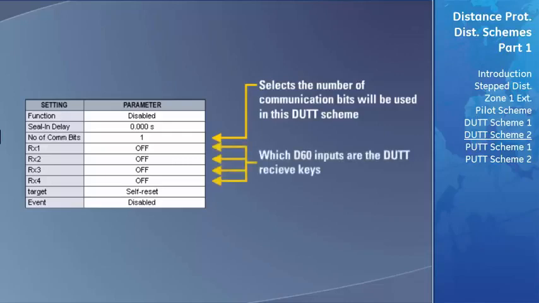The next four inputs in the menu let the D60 know which inputs to the relay are the four DUTT receive key signals. Again, these may be contact inputs, remote inputs, or direct inputs. If only one key is being used in the DUTT scheme, only the field labeled RX1 needs to be assigned. If two keys are being used, only the fields labeled RX1 and RX2 need to be assigned. If all four keys are being used, all four receive bit fields need to be assigned. Finally, set the target and the event fields if you want the operating of the DUTT scheme to show up on the front panel and in the event record.